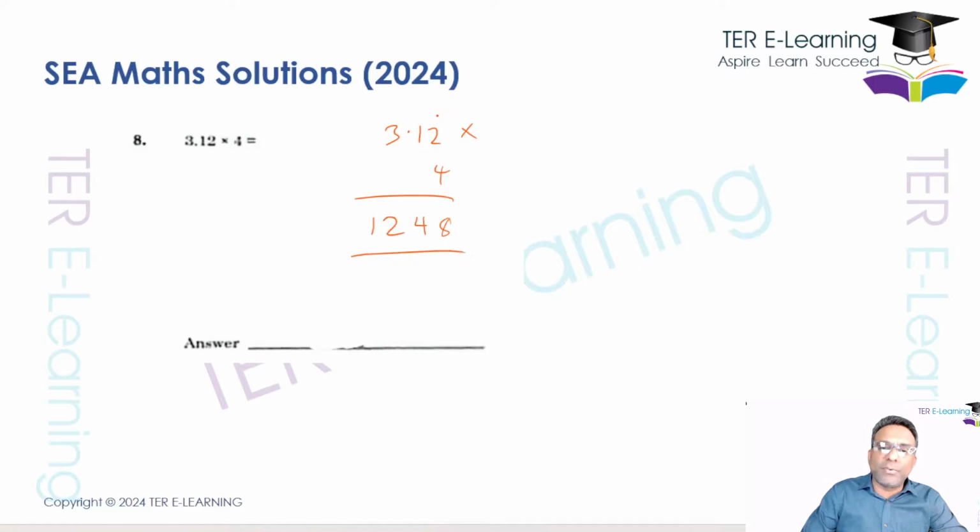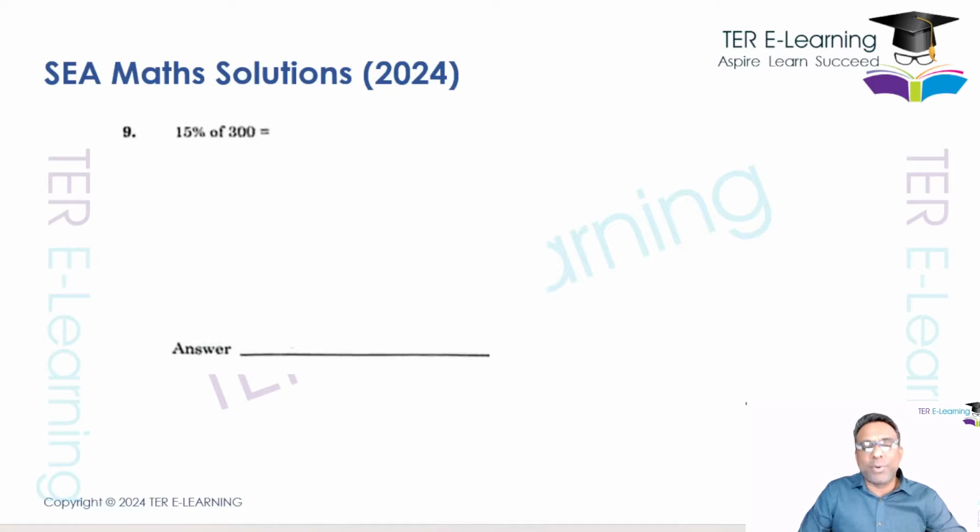But you have 2 decimal places here, so therefore it's going to be 12.48. So this answer here is 12.48, right? That's number 8. Number 9, we want to find 15% of 300.